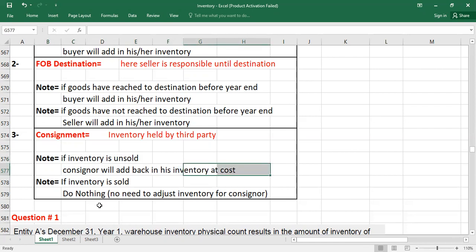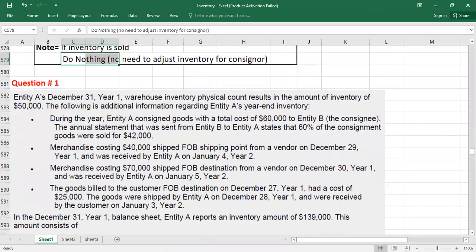But if the inventory is sold, it means you don't have any inventory with the third party because it is sold to the final customer. So here the consigner will not do anything, they will not record it in the physical count. To understand what we have learned, the concept, and how we can apply it to questions, let's do a question. So here we go.